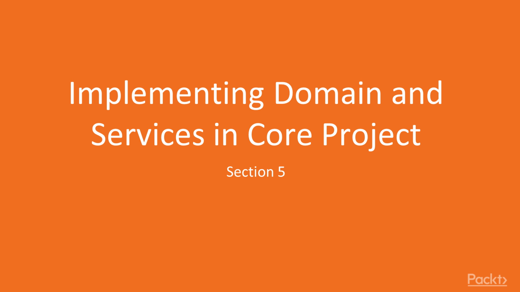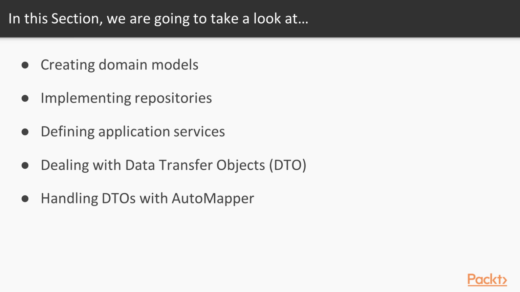In the fifth section, we'll be implementing the domain and services in our core project. In this section, we are going to take a look at creating domain models, implementing the repositories, defining and implementing application services, dealing with data transfer objects, and finally handling DTOs with Automapper library.